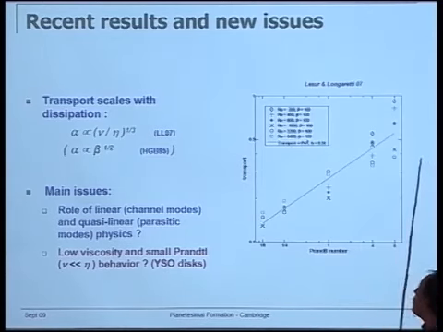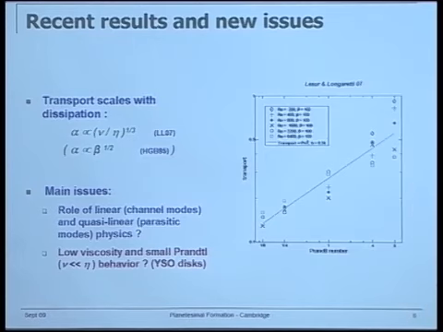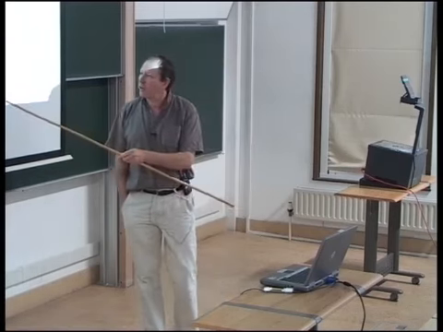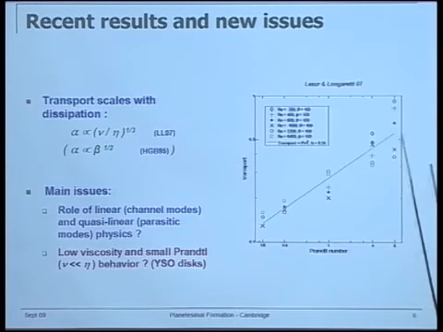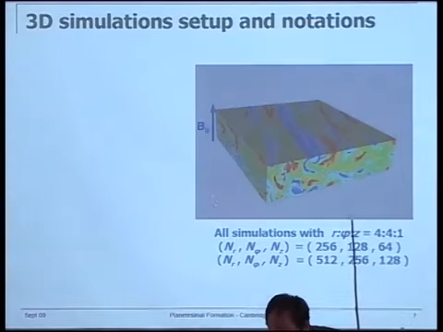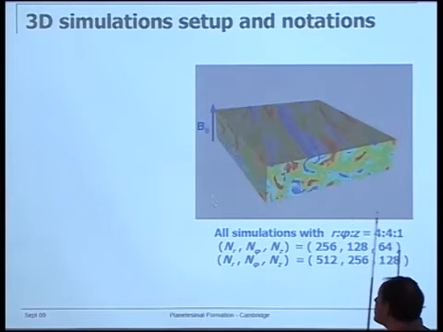So the main issues I'm going to address in this talk, now that I've gone through the introduction, is what is actually the role of the linear and quasi-linear physics there. That is the linear channel mode, the quasi-linear parasitic modes, and also can we say anything about what's going on at low viscosity, that is very high Reynolds number, a small Prandtl number, which is the situation relevant for protoplanetary disks. So I'm going to attack that through simulations.